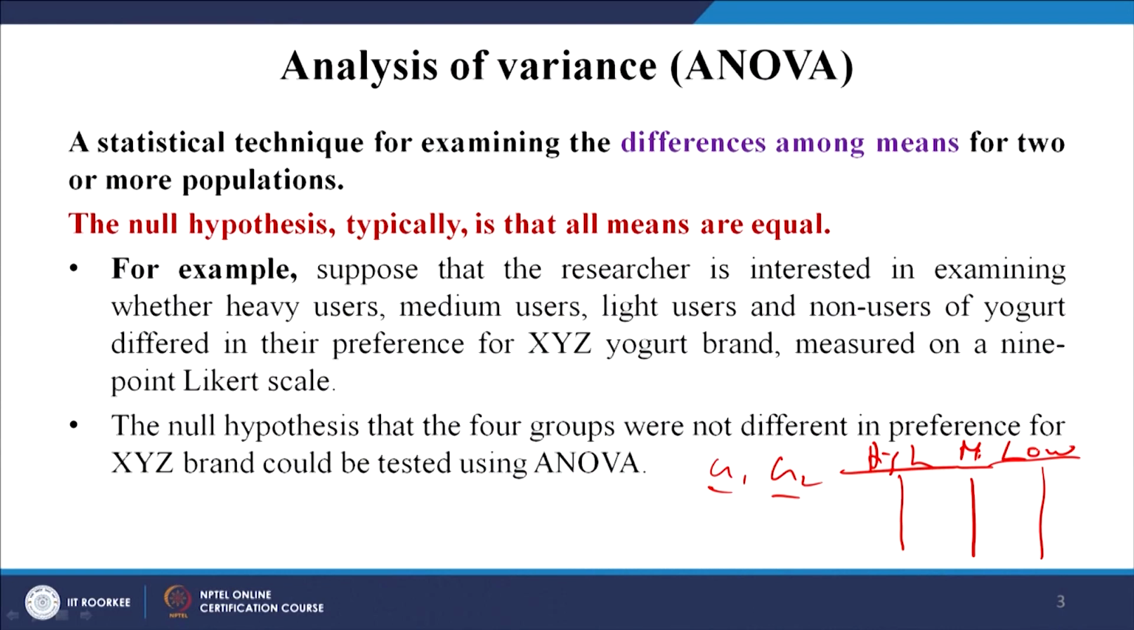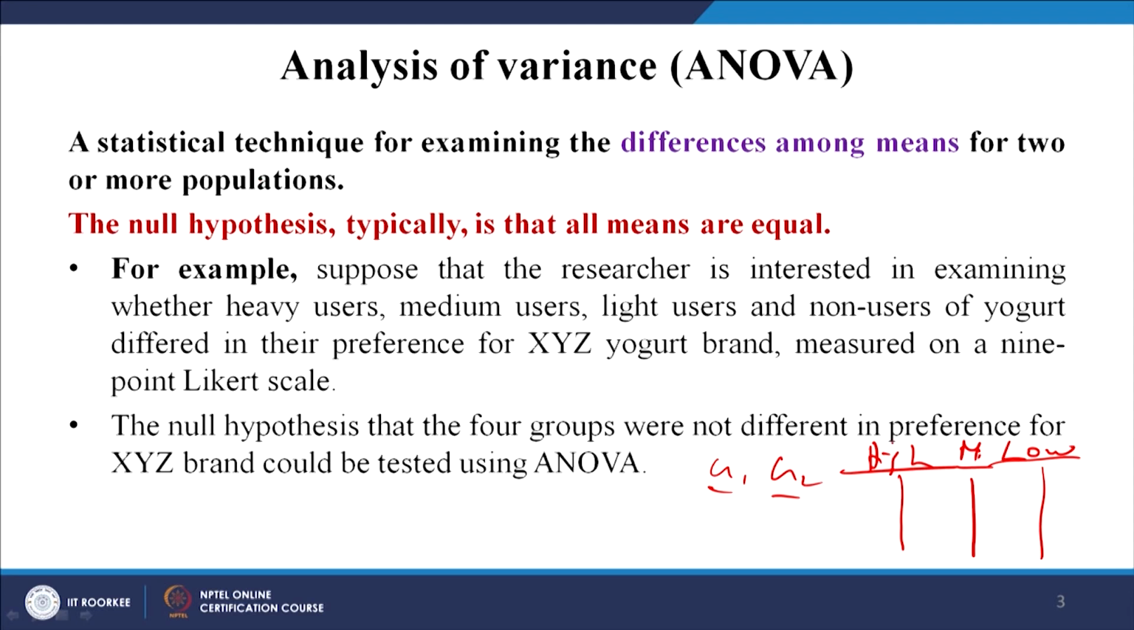So, in such conditions analysis of variance is the technique which is to be used. So, today we will be dealing with this analysis of variance, and I will try to explain how it is used for the test of hypothesis. So, what it says here, a statistical technique for examining the differences among means for two or more populations.